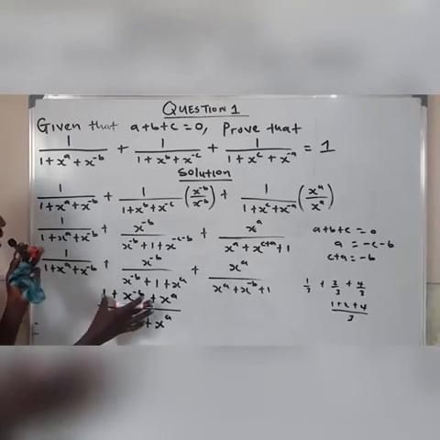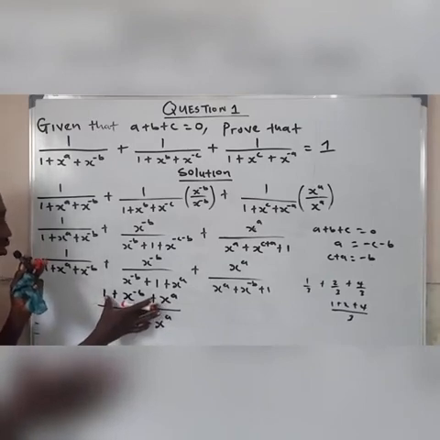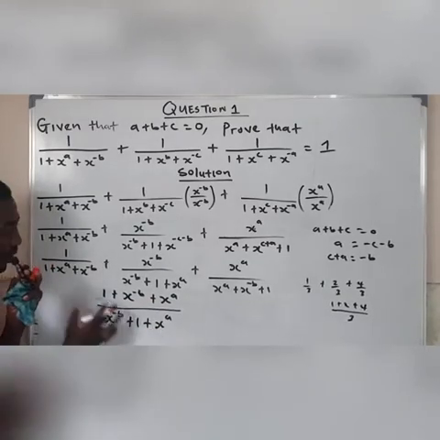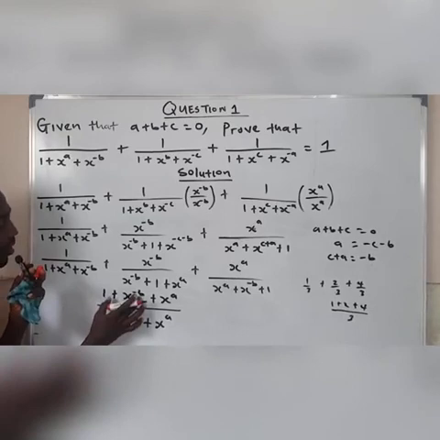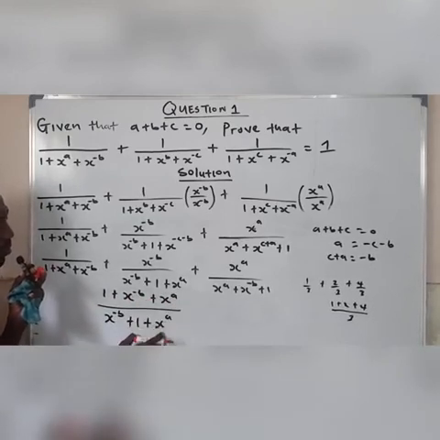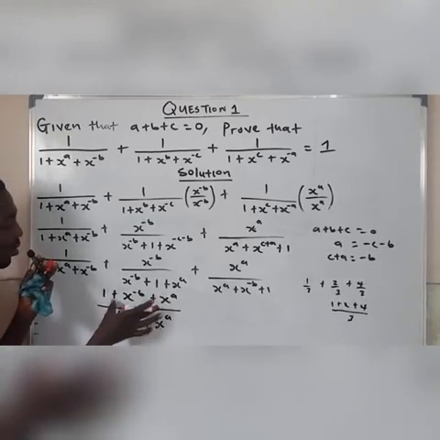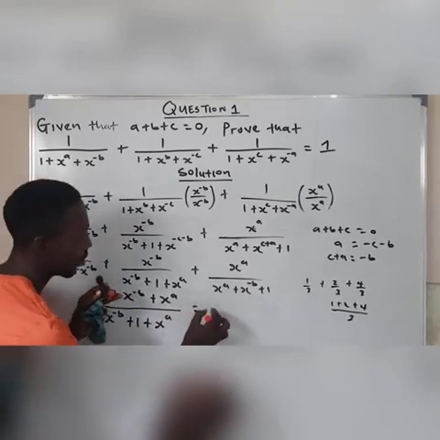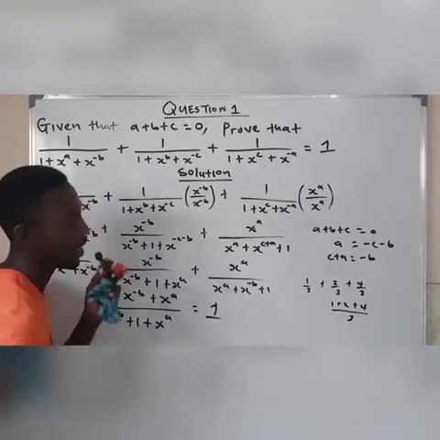If you look critically, you notice that what is at the numerator is now the same as what is at the denominator. We have 1, 1, s to the power of minus b, s to the power of minus b, s to the power of a, s to the power of a. And guess what? This cancels out to give us 1. And guess what? We are done.